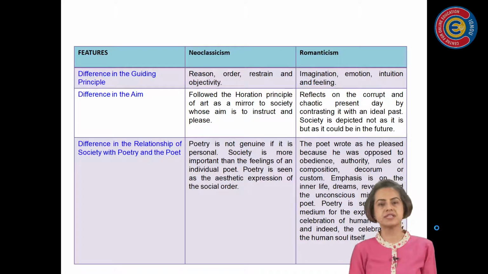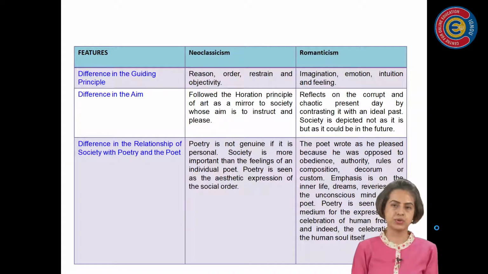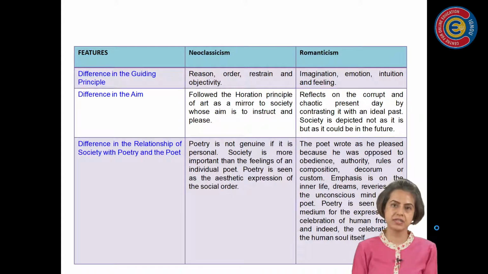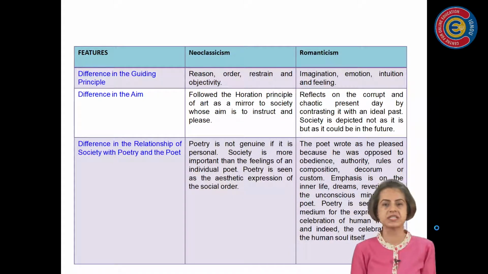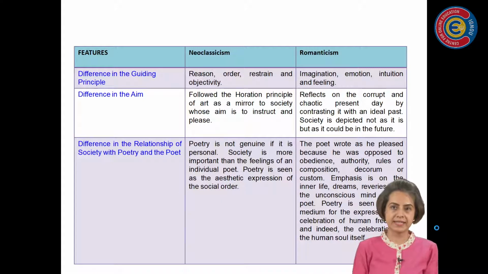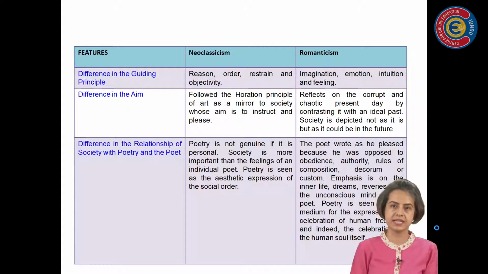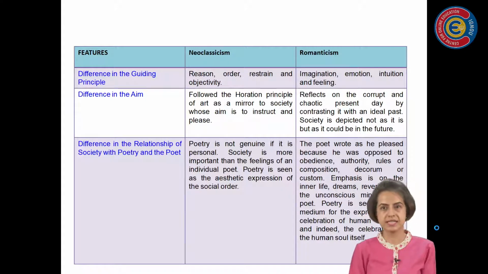Now, there's also a difference in the aim of poetry in both. Whereas in Neoclassicism, you'll see that the poets followed the Horatian principle of art as a mirror to society, whose aim is to instruct and please. In Romanticism, you'll see that poetry reflects on the corrupt and chaotic present day by contrasting it with an ideal past. Society is depicted not as it is, but as it could be in the future.